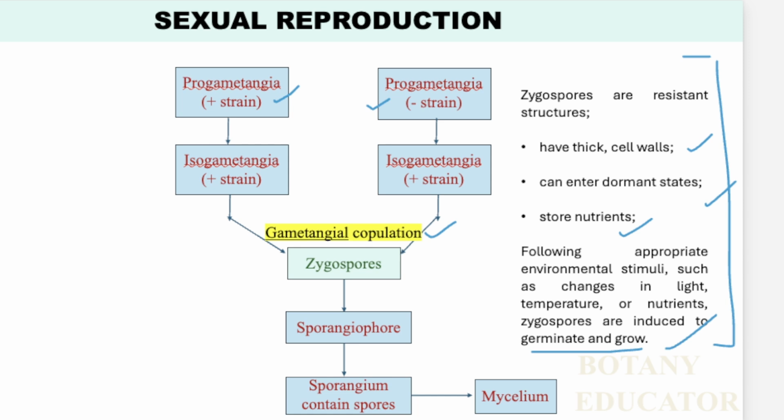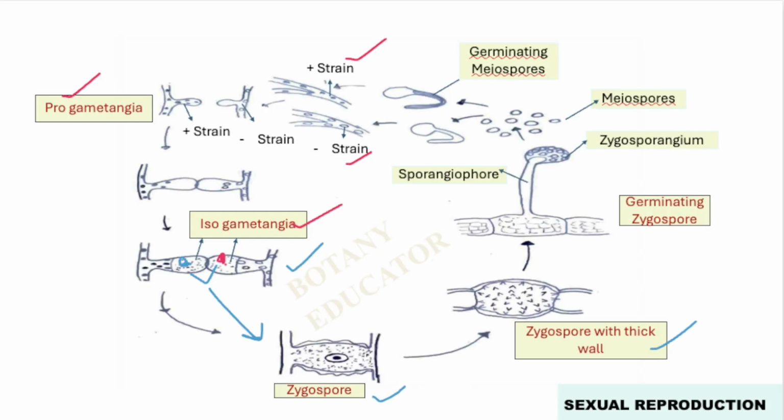And then this zygospore will germinate and form a sporangium. These sporangiospores will germinate and form spores in the sporangium, and it will again enter the cycle and form mycelium. In the diagram also you can see these zygospores germinate and form a zygosporangium. In this, meiospores are formed, and these meiospores germinate and form the plus and minus strain hyphae again. So you can see these two structures. So I think you have a clear idea of the sexual reproduction, right?